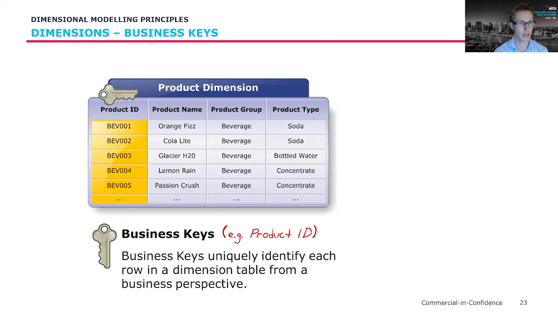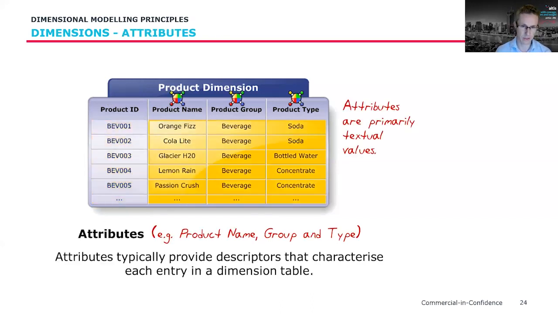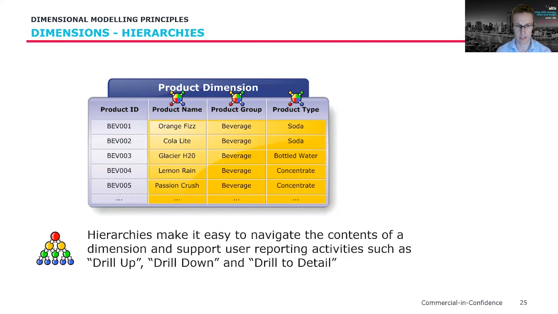And typically, our business key will also be the primary key of our source system that's feeding the data into our dimensional model. The second element is what we call attributes, and this is where we actually have our textual values that give descriptions and give context to our business process that we're interested in modeling. And whilst individually they give us some descriptive value, collectively is where we get even greater value. And that's where hierarchies come into play.